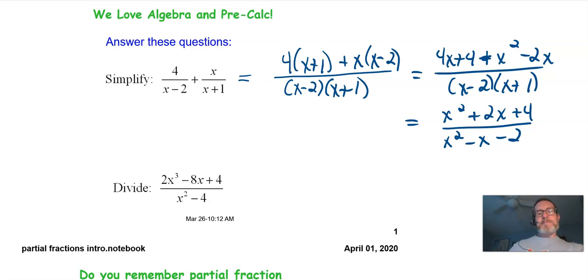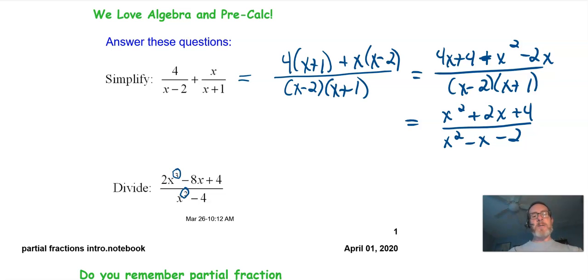The second one is a division problem, and you'll notice that the degree of the top is bigger than the degree in the bottom. So that kind of tells us that we are able to divide. The question is how to do it. You may remember things like synthetic division from Algebra 2 or pre-calc. We're going to stick with straight up long division.